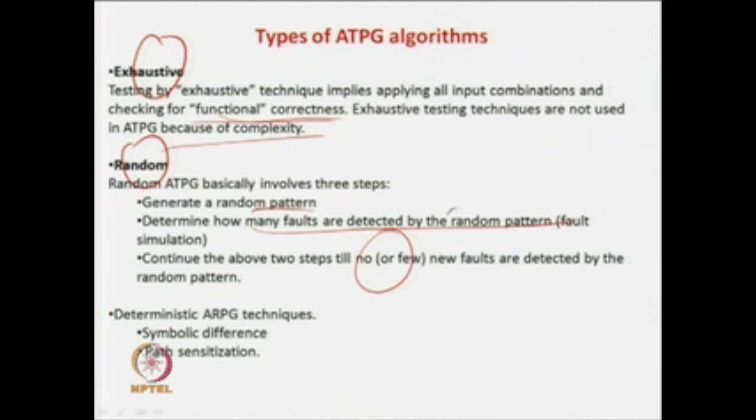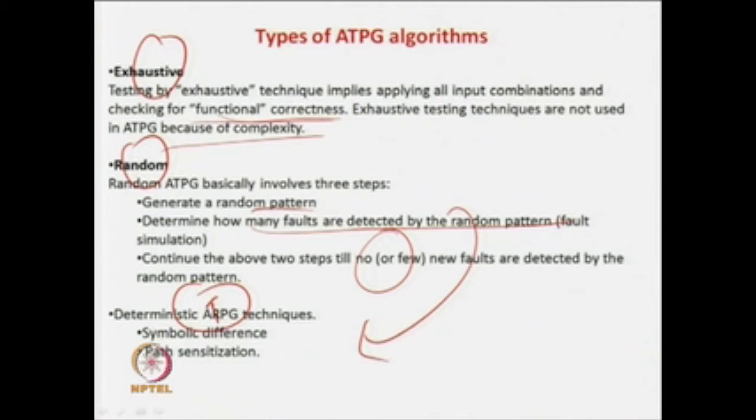Then you have to go for something called the sensitize, propagate and justify approach. There is another name for that, which is deterministic automatic ATPG, the deterministic automatic test pattern generation algorithm. Why do we call it deterministic? Because we take our fault, then we sensitize, propagate and justify it, and we generate the test. That is why the sensitize, propagate and justify approach is called deterministic test pattern generation.